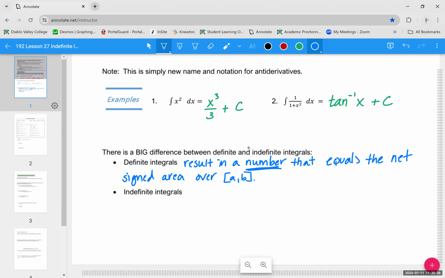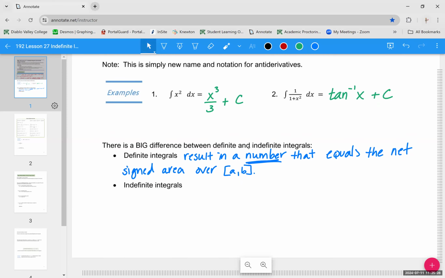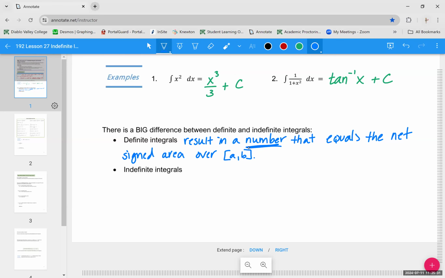So it's a number that has a graphical interpretation, whereas an indefinite integral, like what we just did above, x cubed over 3 plus c, results in a family of functions. And so we did that in lesson, I want to say 23, where we drew some members of a family of functions and talked about how that's what an antiderivative really is. Unless we have a specific initial condition, then it's a whole family of functions. So even though they look like they're the same, they are actually very different in what they result in.